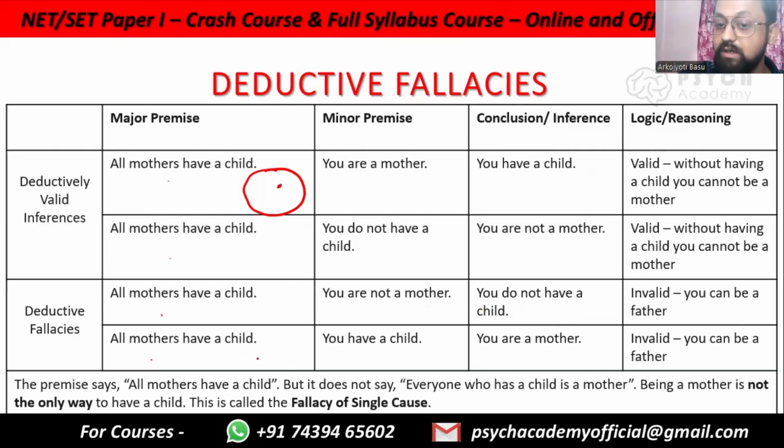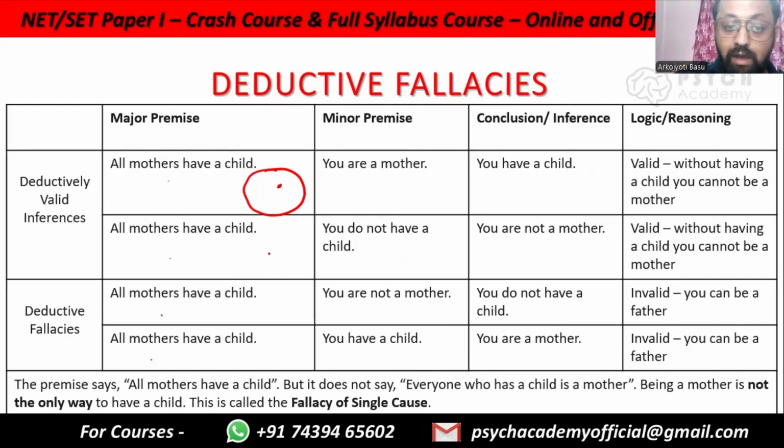Again, all mothers have a child. You have a child, hence you are a mother. No, again, you can be a father. This is called the fallacy of a single cause. That is, while the premise tells you that all mothers have a child, what it does not tell you is that everybody who has a child is a mother. That is not what it is talking about. This is called the fallacy of single cause.